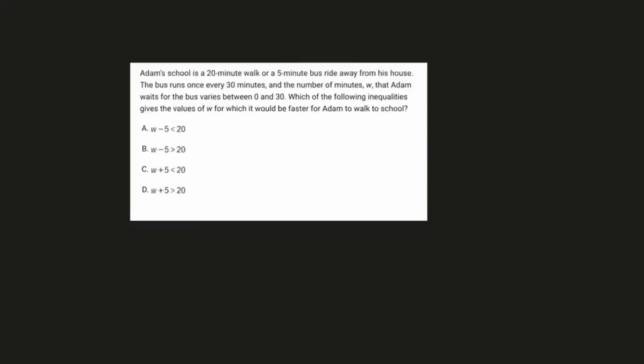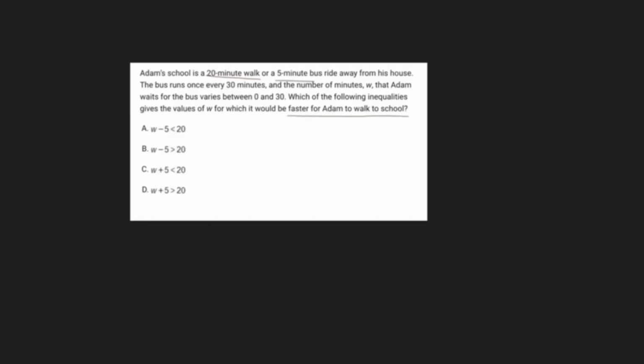Adam's school is a 20-minute walk or a 5-minute bus ride away from his house. The bus runs once every 30 minutes, and the number of minutes W that Adam waits for the bus varies between 0 and 30. Which of the following inequalities give the values of W for which it would be faster for Adam to walk to school?